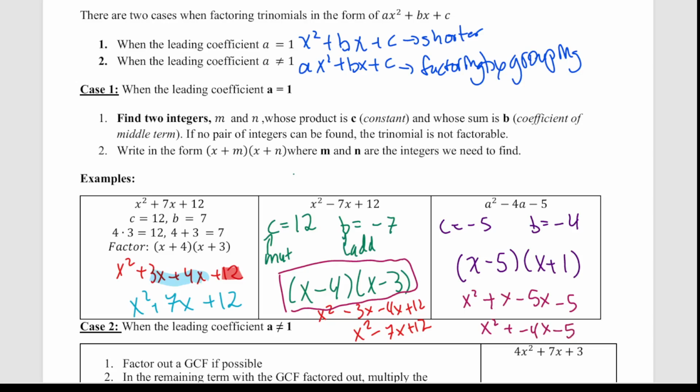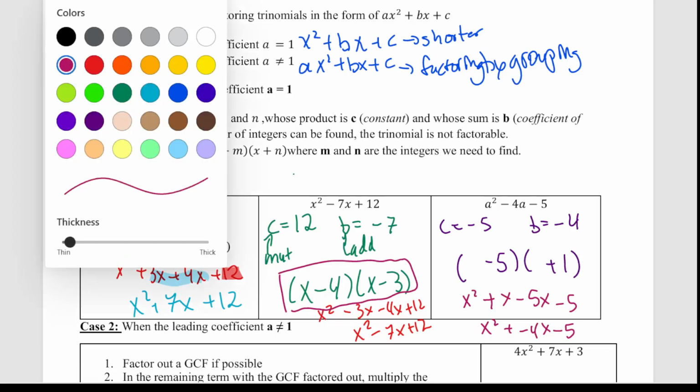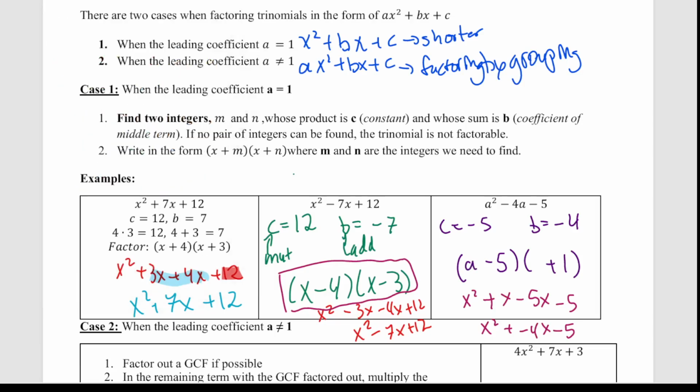And now I also made a very rookie move in terms of those variables, because what were those variables? They weren't x's, they were a's. So make sure you're actually using the same variable, because my original was a squared minus 4a minus 5, not a bunch of x's. So do keep that in mind.